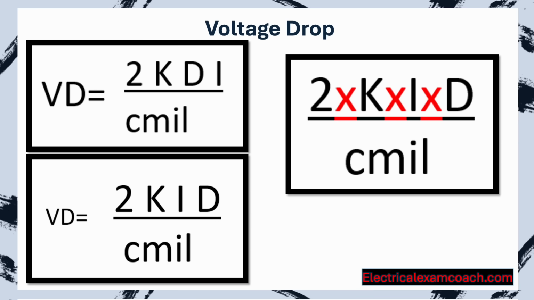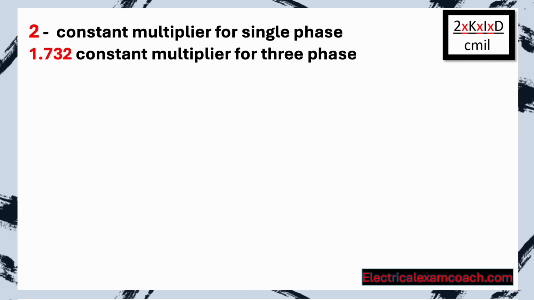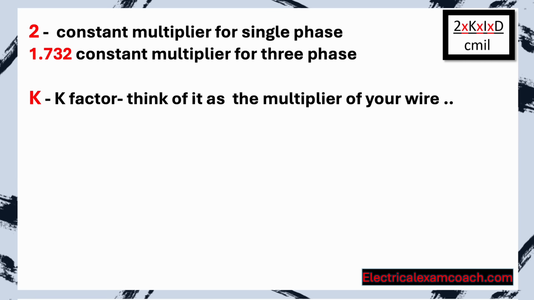Now let's learn what each one of these individual pieces mean. 2 is going to be our constant multiplier for single phase. If we're doing three-phase, we're going to use 1.732 as our multiplier. K is going to be the K factor. And I want you to think of it like a multiplier for your wire. For copper, it's 12.9, and aluminum, it's 21.2.